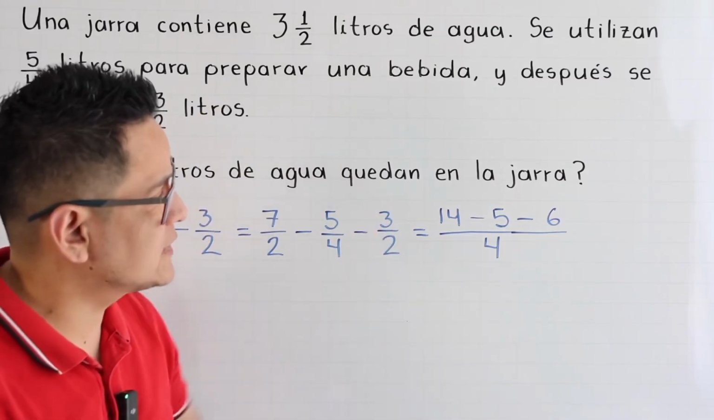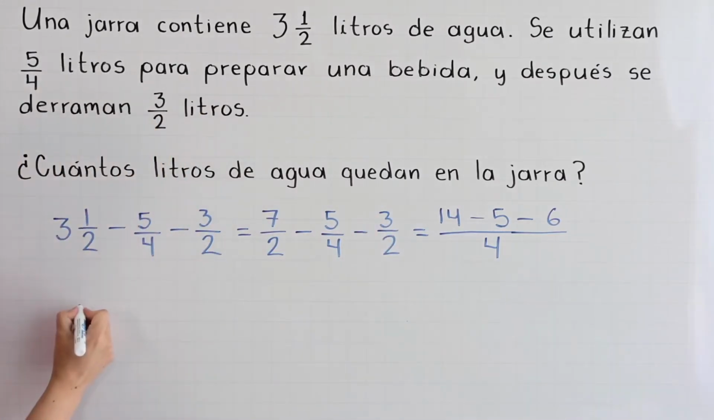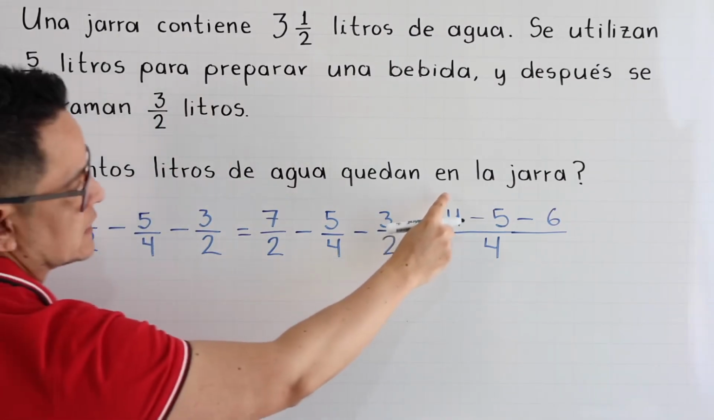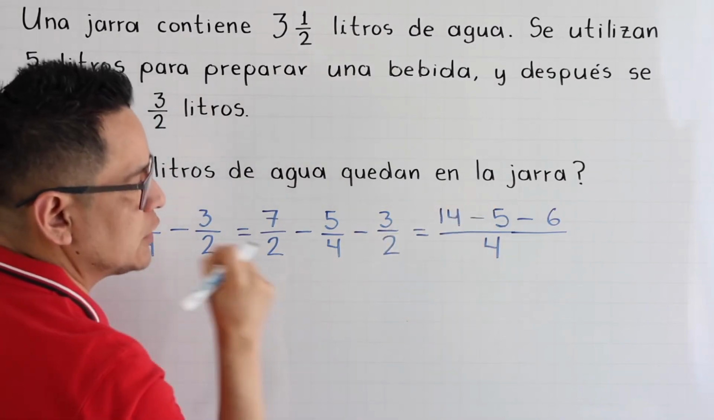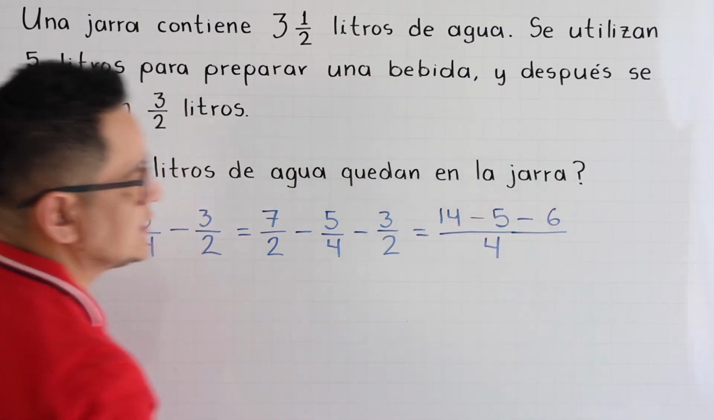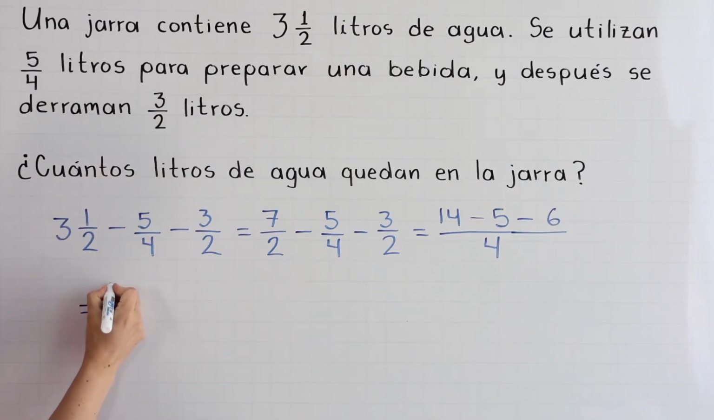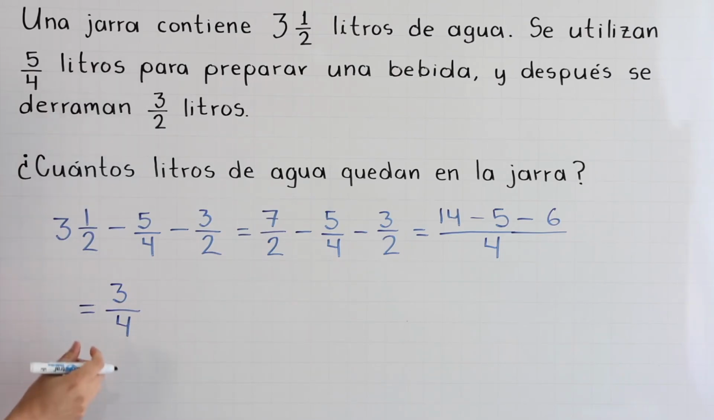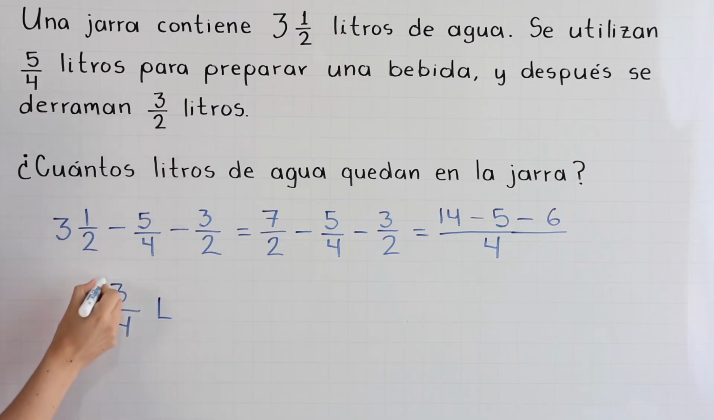All right, let's do this operation. I'm almost out of space over there, so let's continue here. So what would I have left? 14 minus 5 is 9. Right. And 9 minus 6 is 3. So, I have a 3 left in the numerator, and in the denominator, we have a 4 there. That's it. So we have that the amount of water in the pitcher is 3/4, 3/4 of a liter. That's it.